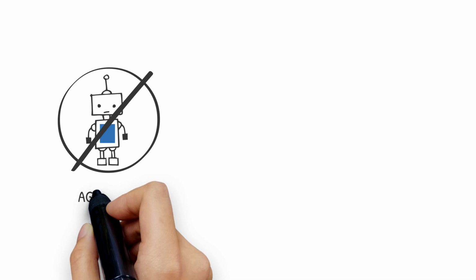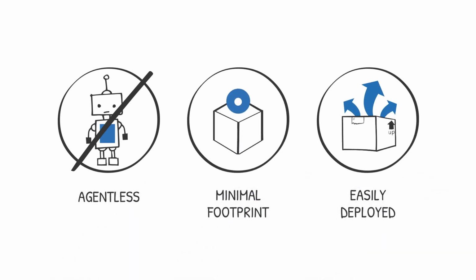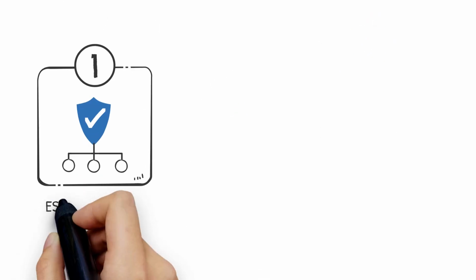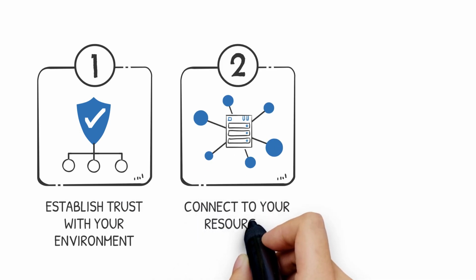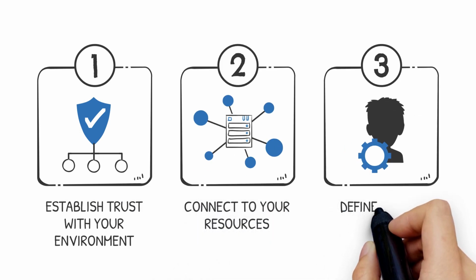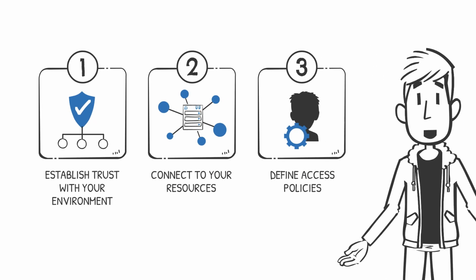Another major benefit of DPA is that it is an agentless solution with minimal footprint that can be easily deployed. You just need to follow 3 simple steps. Establish trust with your environment, connect to your resources, and define access policies. In the next modules, we will cover all these steps in detail.